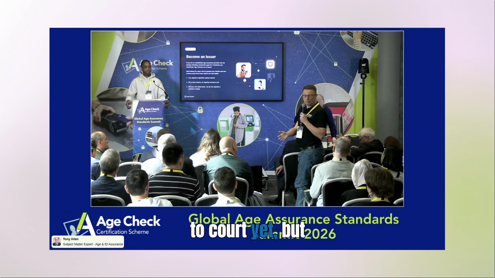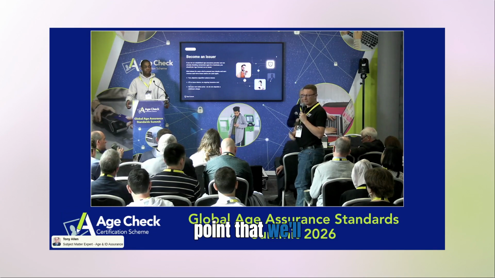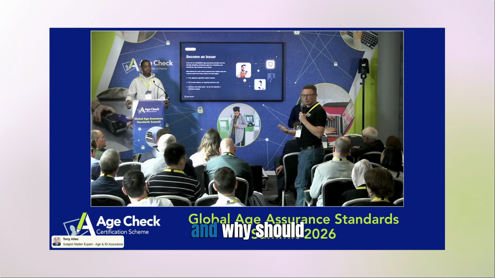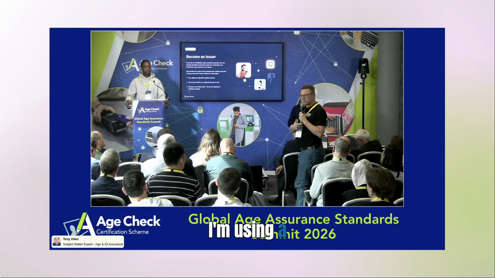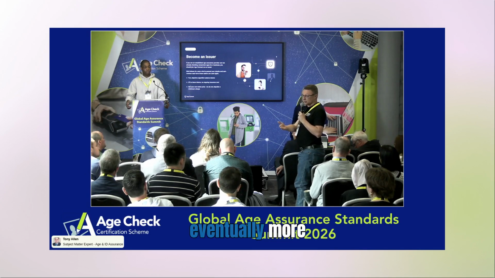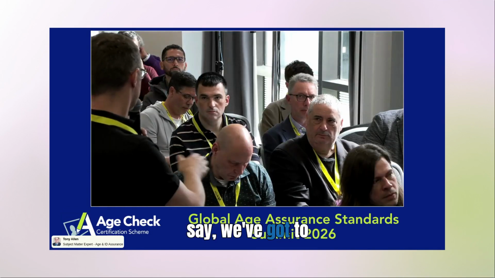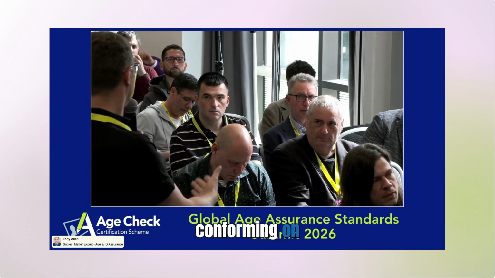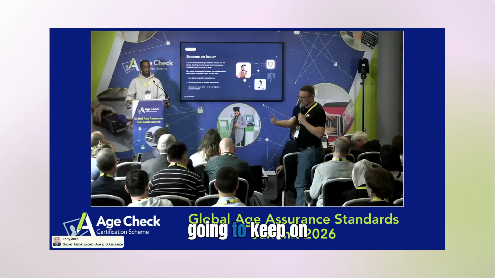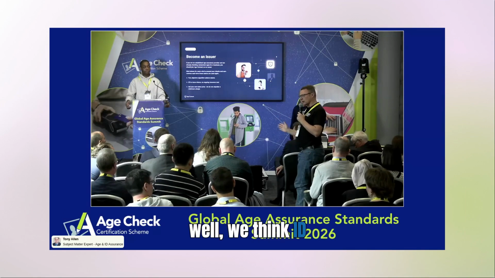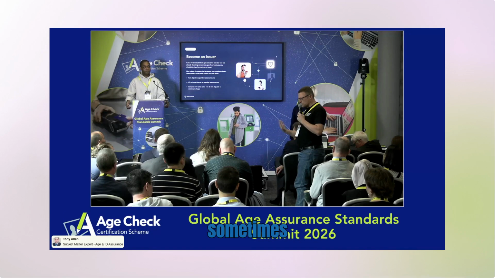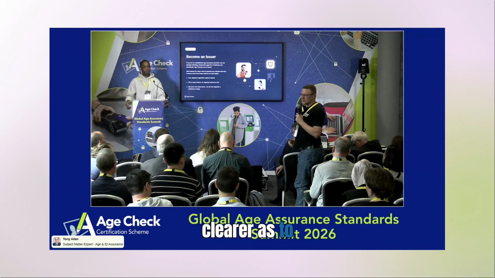That hasn't gone to court yet, but it's pretty obvious that at some point that will get tested in court by a relying party who thinks the science is good. And why should you fine me just because somebody else chooses an ID verification and I'm using a better piece of science? So that will get tested. And I think eventually more and more regulators will say we've got to probably be more conforming on the science. Otherwise, we're going to keep on ending up in court saying, well, we think ID verification's better or sometimes better. They're going to have to be clearer as to what's the science they're basing that on. Otherwise, they'll end up in court.